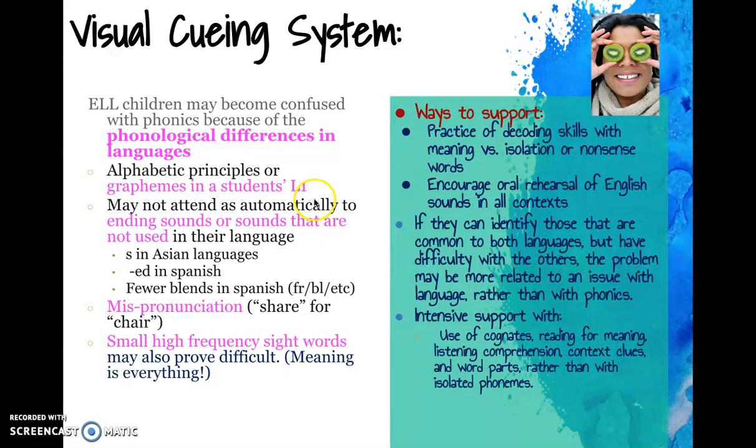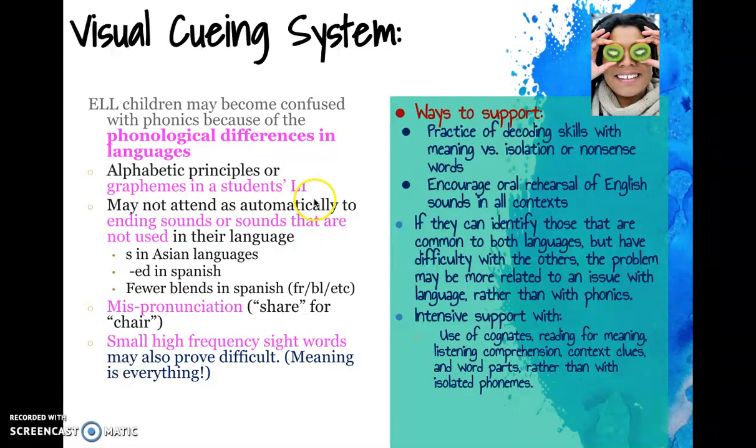You can see some other examples on the slide. Finally, one of the things to remember is that high frequency words are related to the visual cueing system. Oftentimes, students may leave off the smaller high frequency words like "the" that have less meaning tied to them. Remember that quote I told you to remember, meaning is everything? Well, this connects back to that.